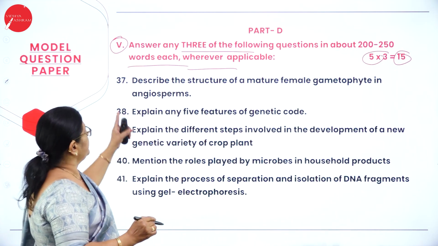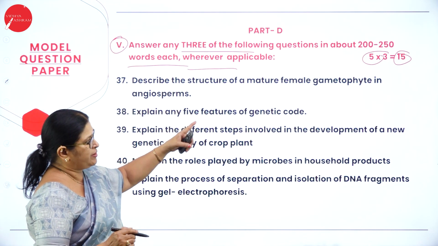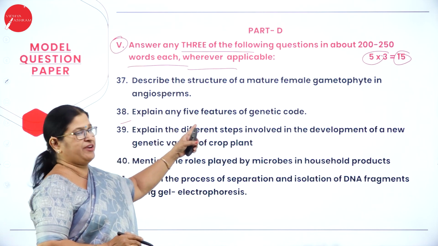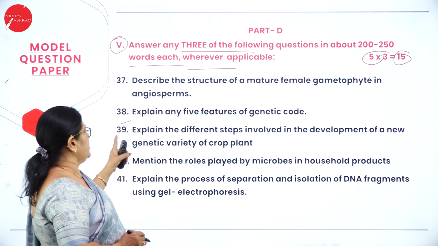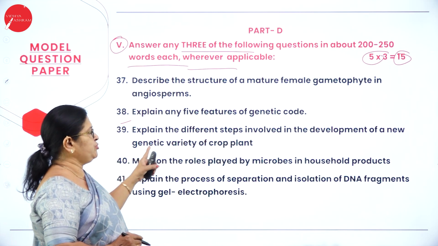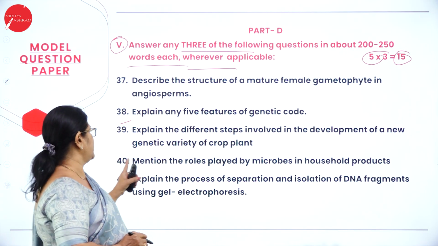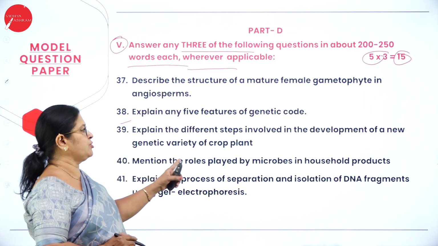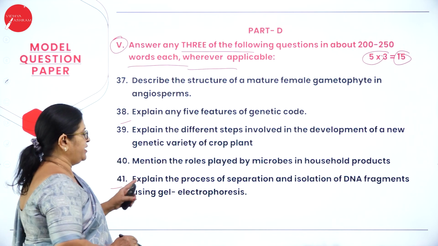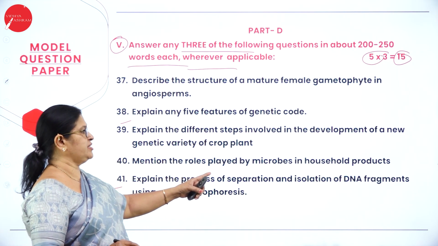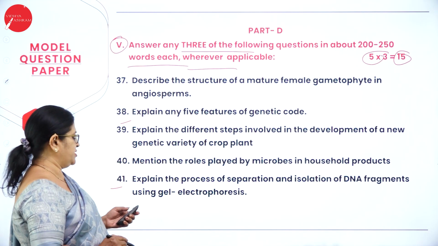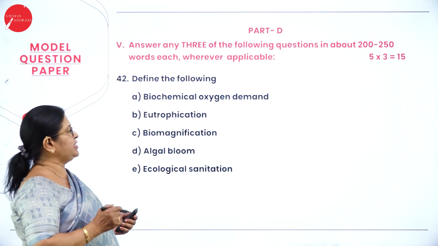Question 37. Describe the structure of a mature female gametophyte in angiosperm. Question number 38. Explain any 5 features of genetic code. 39. Explain the different steps involved in the development of a new genetic variety of crop plants. Question number 40. Mention the roles played by microbes in household products. Question number 41. Explain the process of separation and isolation of DNA fragments using gel electrophoresis. Then for question number 42.